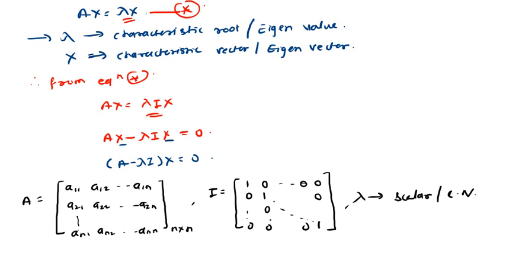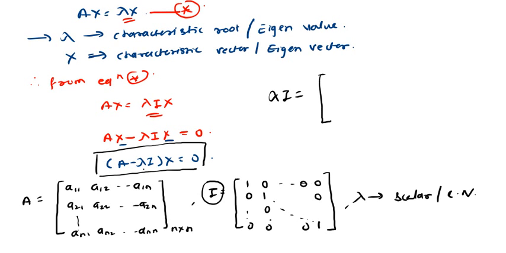Okay, so if you try to put this equation in terms of matrices, what do we do? Multiply this matrix I with lambda. What matrix will I get? Lambda I will be which matrix? Multiplying the matrix I with lambda, I will get lambda 0 and so on up to 0, then 0 lambda up to 0, up to 0, and up to lambda. So its diagonal elements will be lambda only.